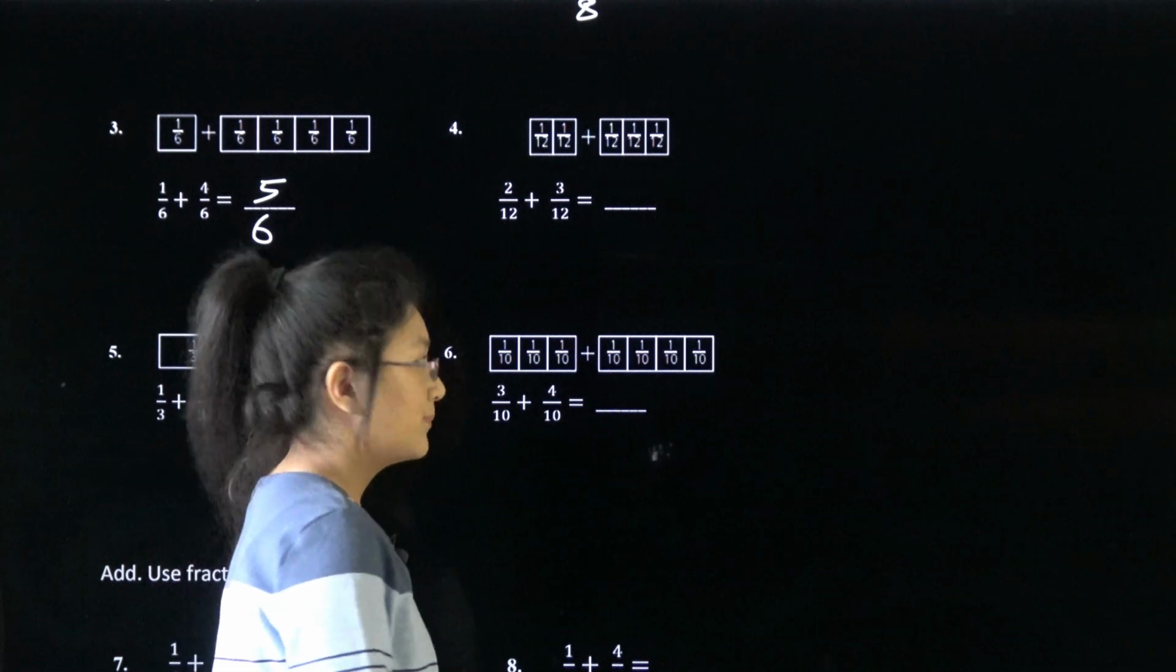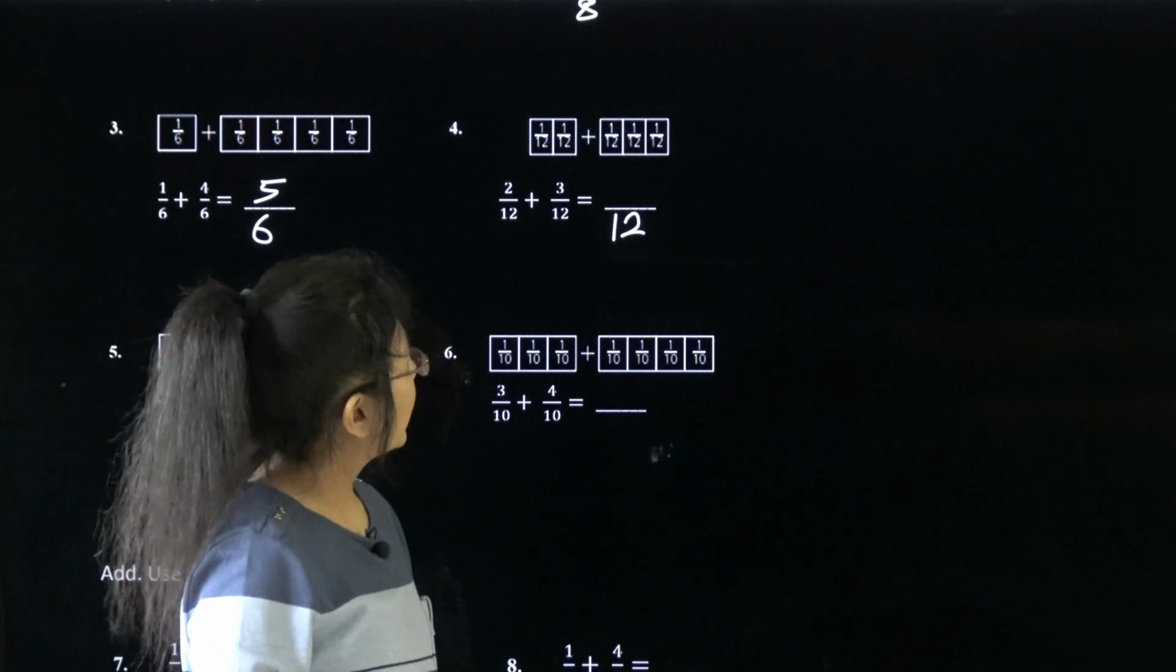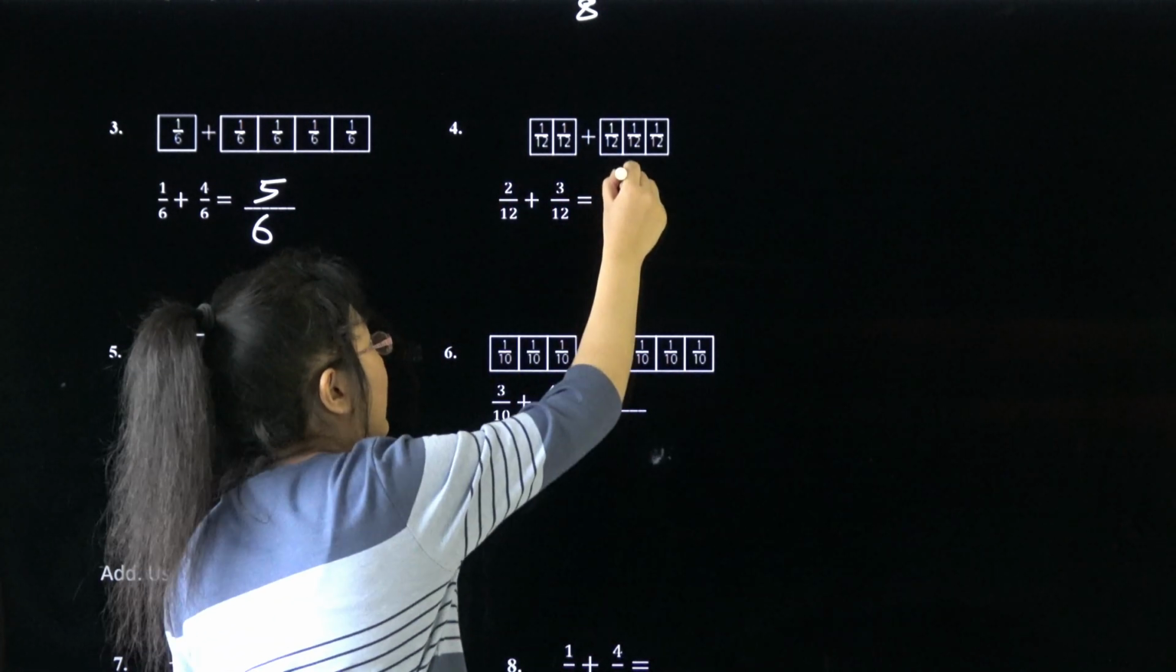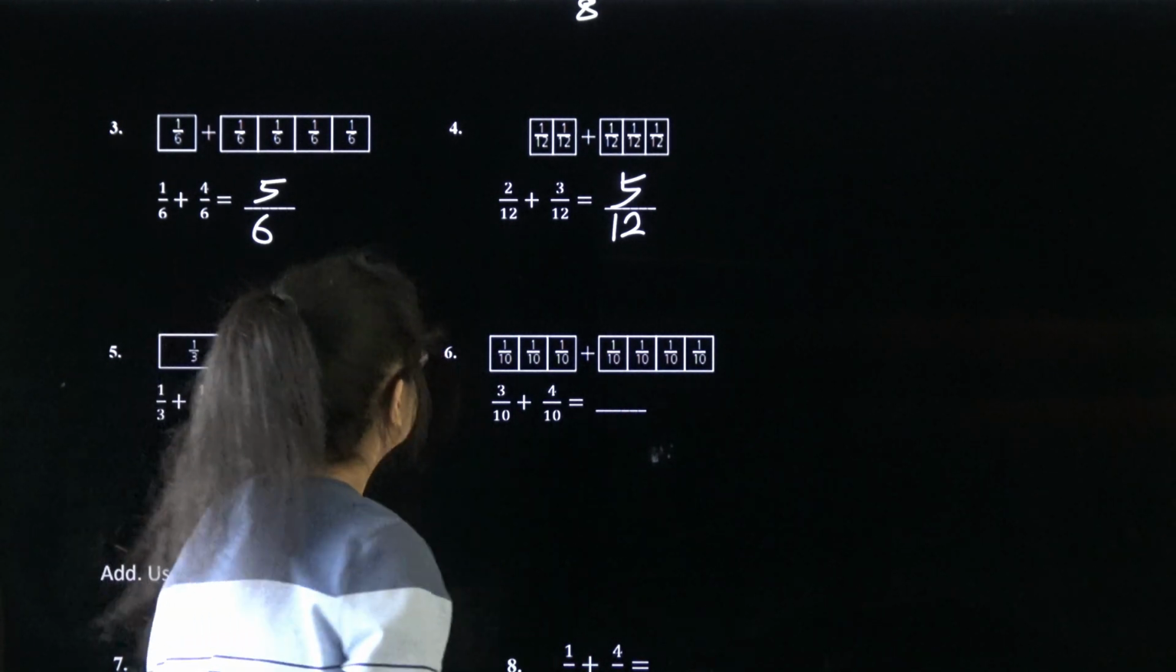12 is equal to 12. So and we keep the denominator. Again. 2 plus 3 equals to 5. We add the numerator. Done.